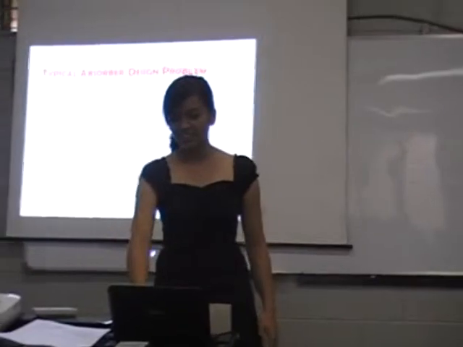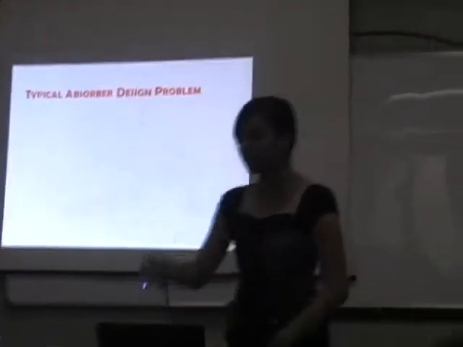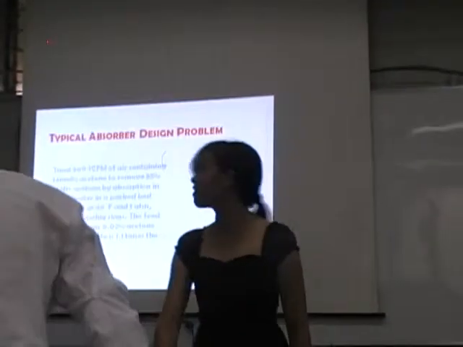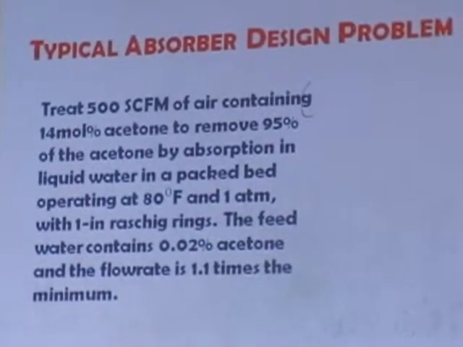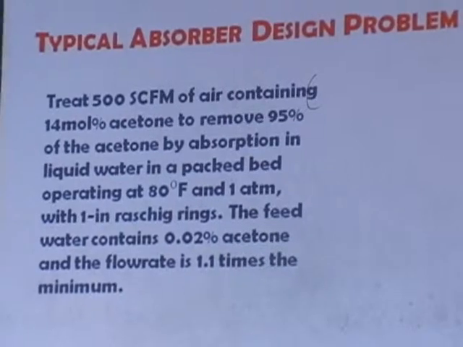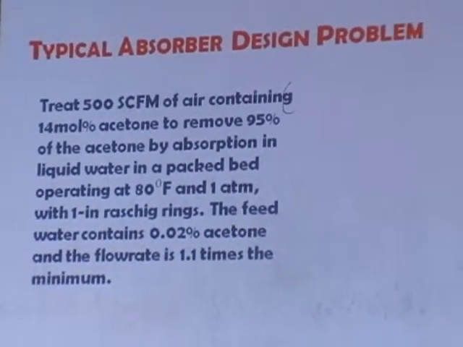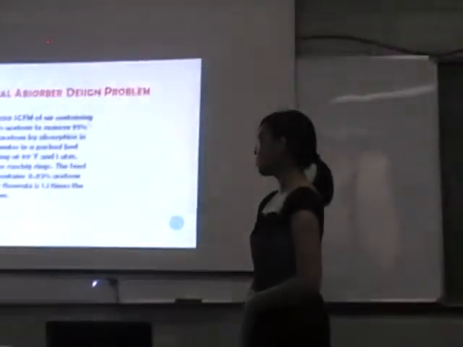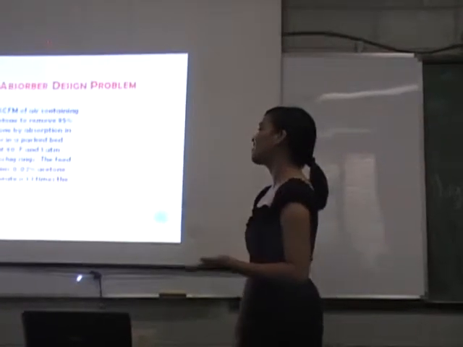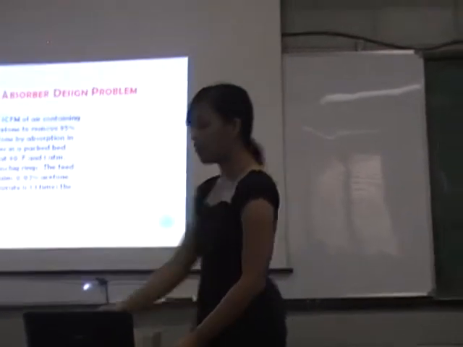Thank you for the question. So, okay, discuss ko yung overview ng pag-solve ng gas absorption design. Overview lang. 500 SCFM of air containing 14 mole percent acetone to remove 95% of the acetone by absorption in liquid water in a packed bed operating at 80 degrees Fahrenheit and 1 atm with 1-inch brass rings. The feed water contains 0.02% acetone and the flow rate is 1.1 times the minimum. Ito yung diagram niya.